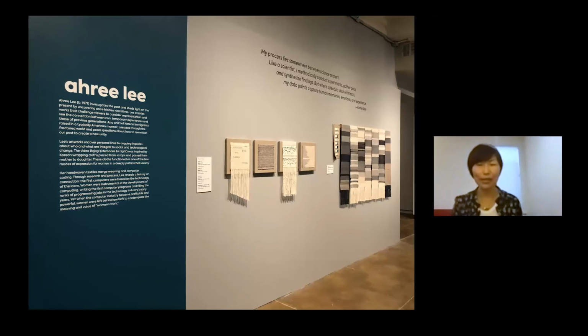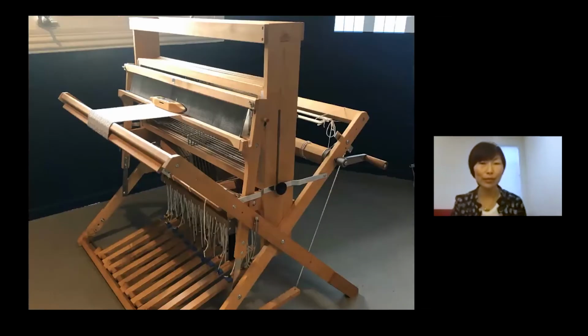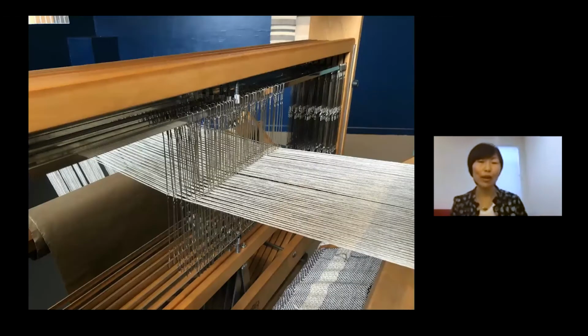All right, so here is the wall of weavings in the exhibition. And then this is just a diagram explaining how warp threads go up and down and weft threads weave back and forth in between the warp threads. And then here's my loom. The loom has these frames that have a series of wires in them called heddles that have a little hole in the center that the thread runs through. And that's how you control which ones go up and down.